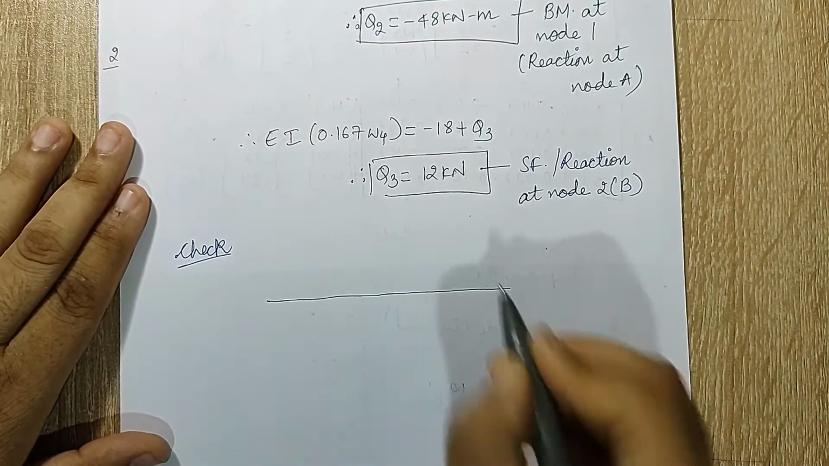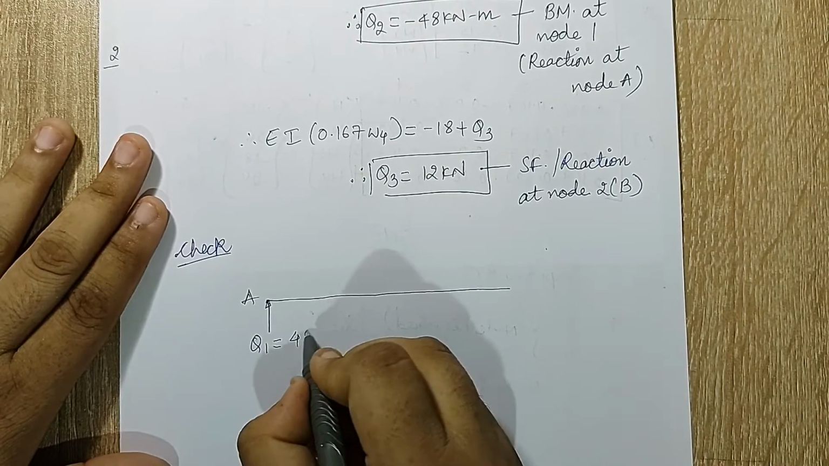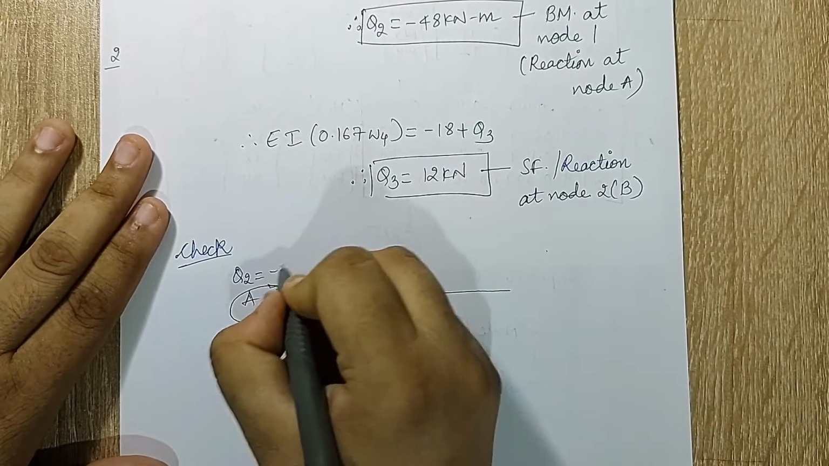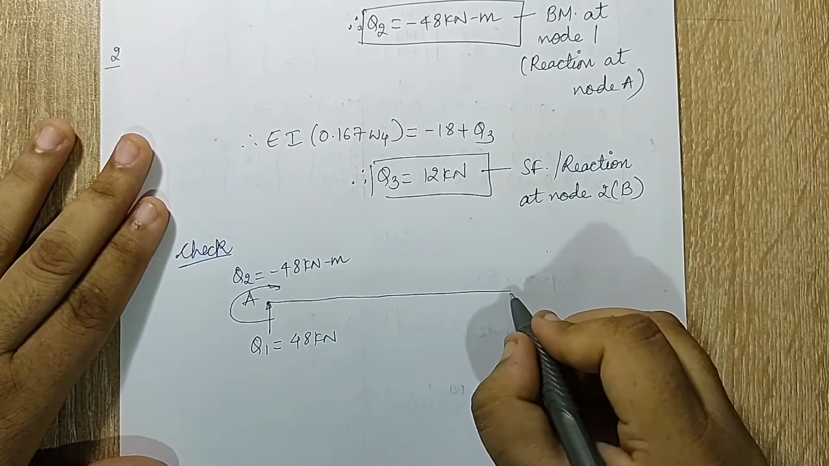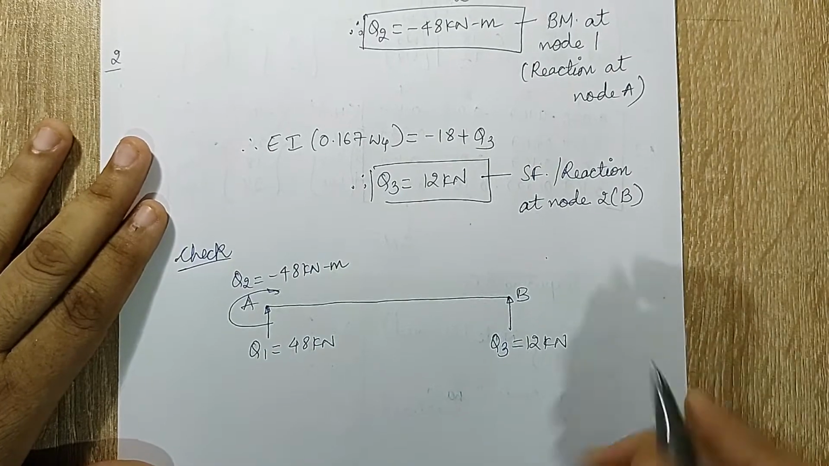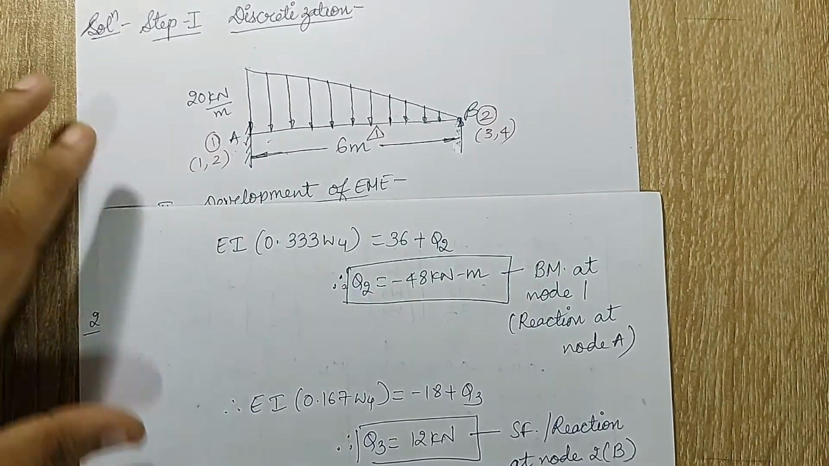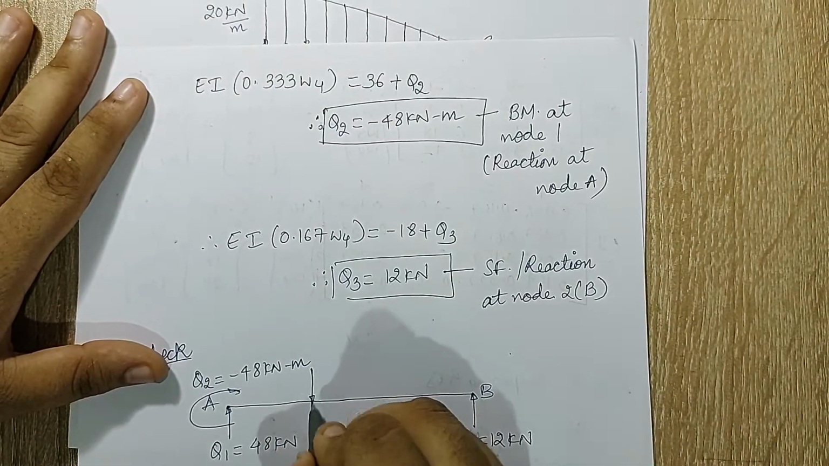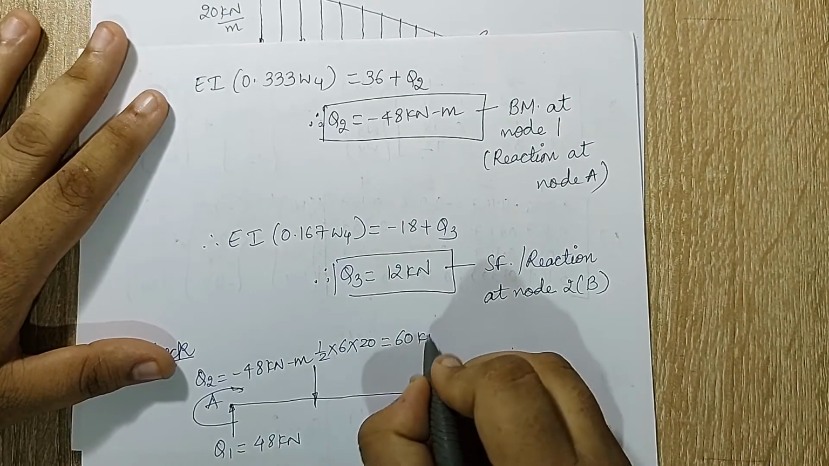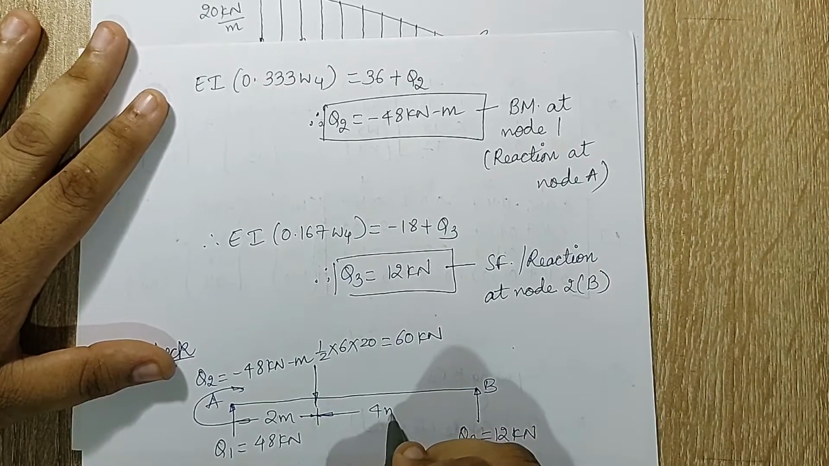For that, I'm going to draw the FBD. At node A, there will be a reaction Q1 as I just wrote, whose value is 48 kilonewton. Also, there is a moment over here. Let me mark it as clockwise. Q2 is minus 48 kilonewton meter. At point B, there is a reaction Q3, which is 12 kilonewton. And also there is a UVL on this body. So I have to calculate its value and place it at 1/3 from this end. So I'll write here, this is half 6 into 20, which makes it 60 kilonewton. This will be at 2 meter from end A and 4 meter from end B.